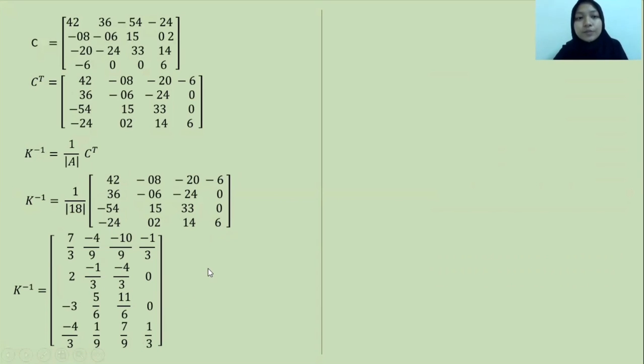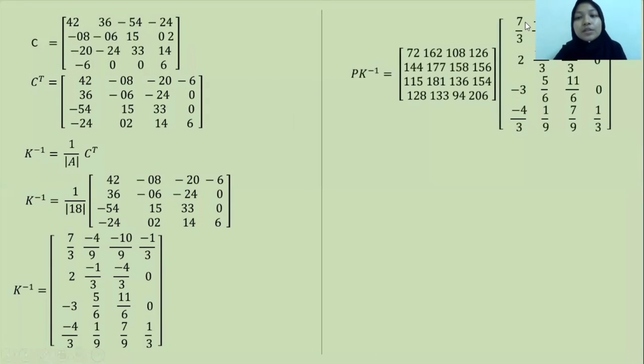In order to decrypt the message, you have to multiply this with the P matrix. The P matrix will be given. Oh, sorry, I'll drag it here. The P matrix will be given like this: 72, 162, 108, 126, 144, 177, 158, 156, 115, 181, 136, 154, 128, 133, 94, 206. Okay, this is the P matrix. All right, so in order to decrypt the message, you have to multiply each of these with this.